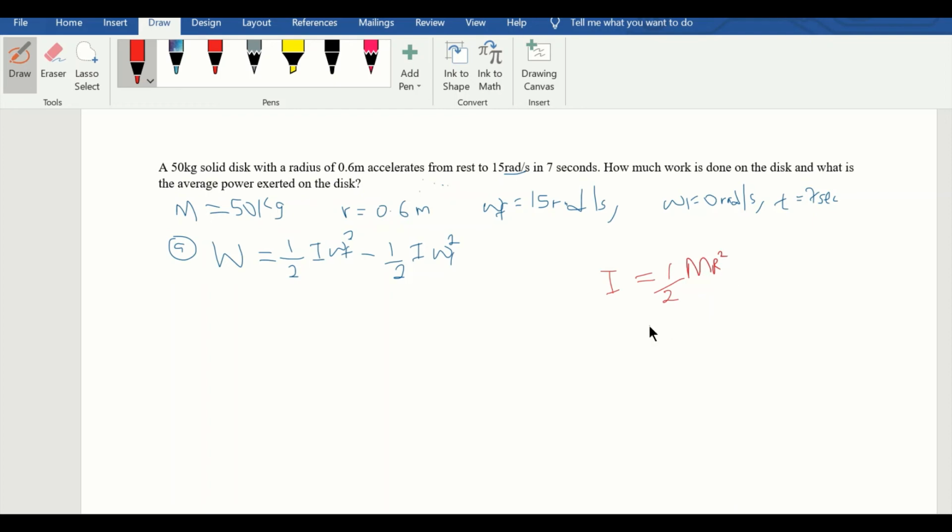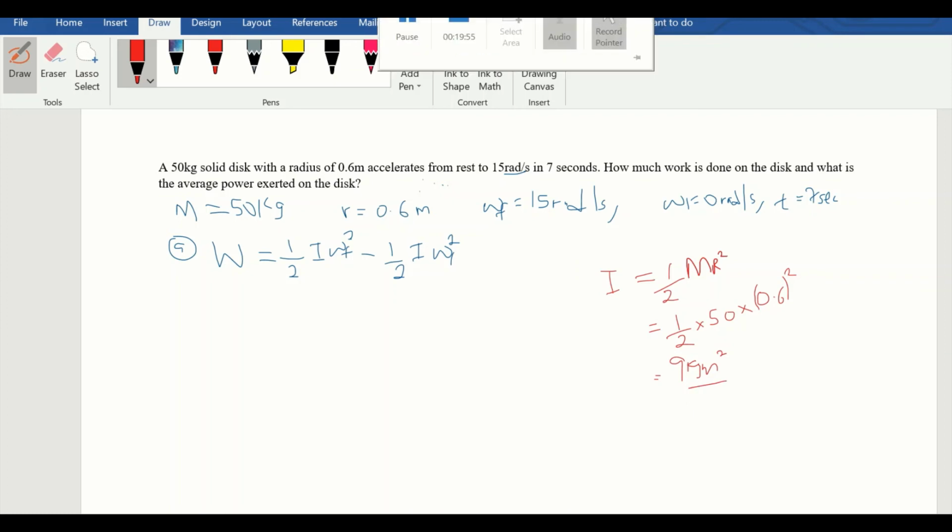So I can find my inertia, which is half times my mass is 50 times my radius is 0.6 squared. So when we put this in our calculator, that gives us 9 kilogram meters squared.